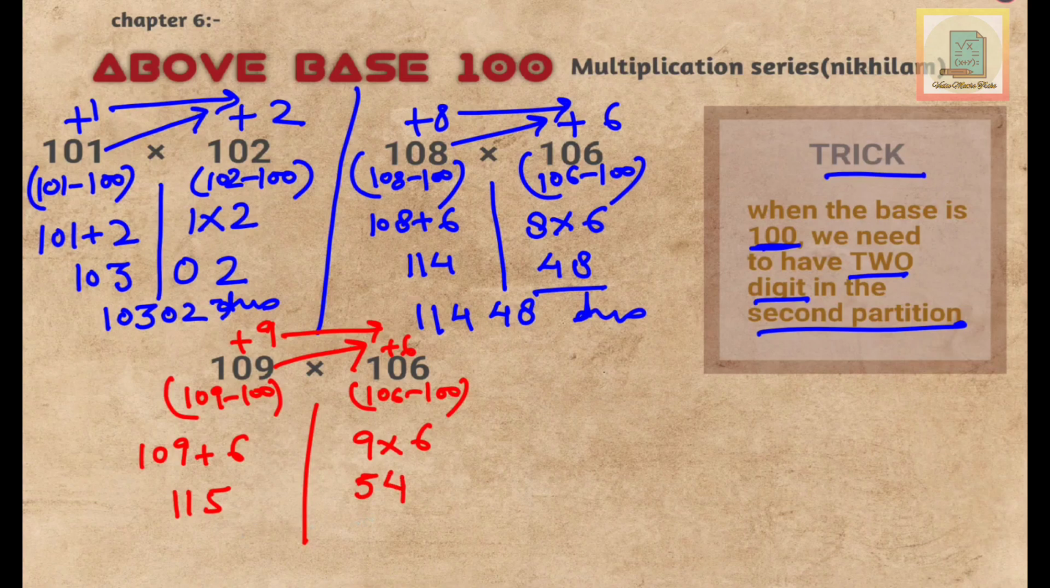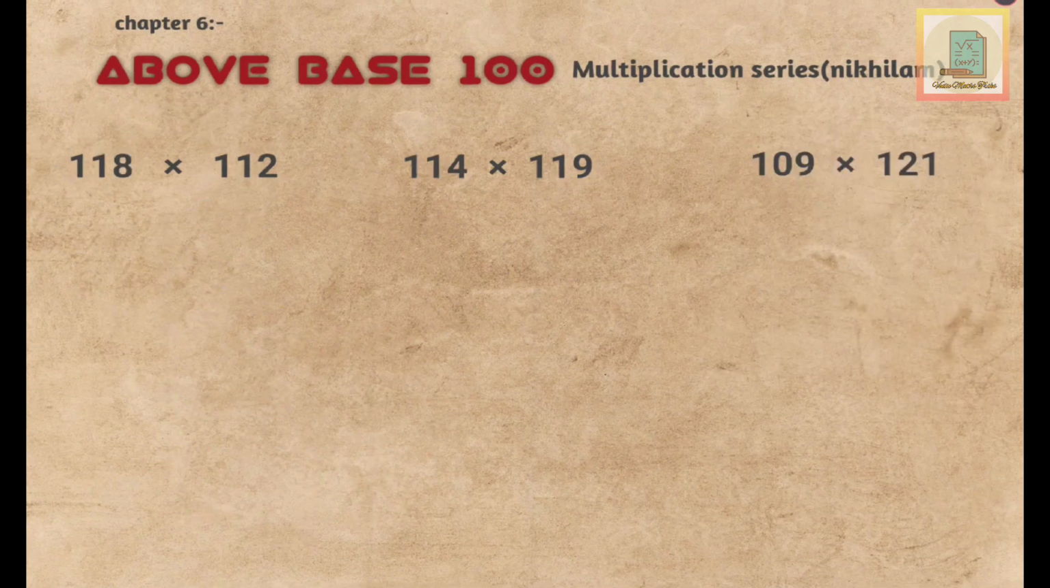Now here also we have 2 digits in the second partition, which is meeting our criteria of having 2 digits in the second partition when the base is 100. So the answer is 11554. Now let's take some more examples to understand this method better. In these questions, we will be using above base 10 as well as above base 100. So let's start and understand how we can use both the tricks in a single question.